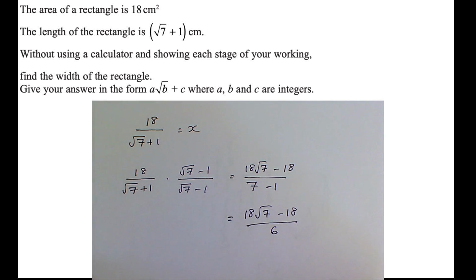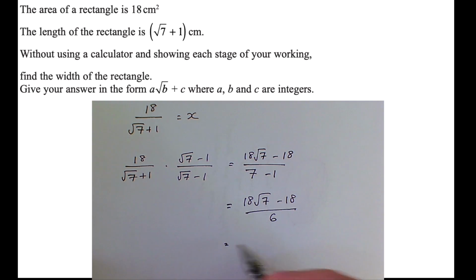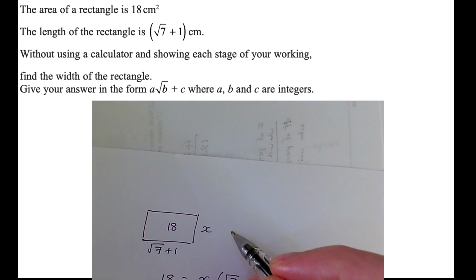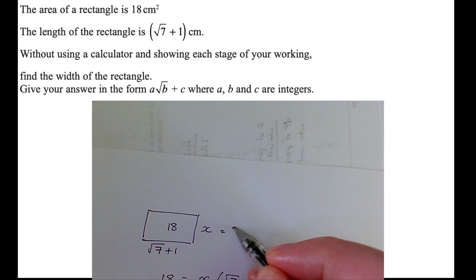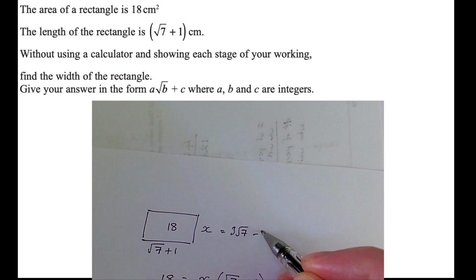So what I've got is this, 18 √7 minus 18 divided by 6. And of course 6 goes into 18, so I can really write that as 3 √7 minus 3. And I think that's the answer. So this x number here is 3 √7 minus 3. If I multiply that with the width, I'm going to get 18.